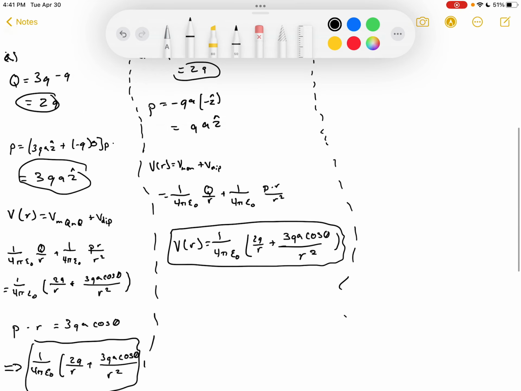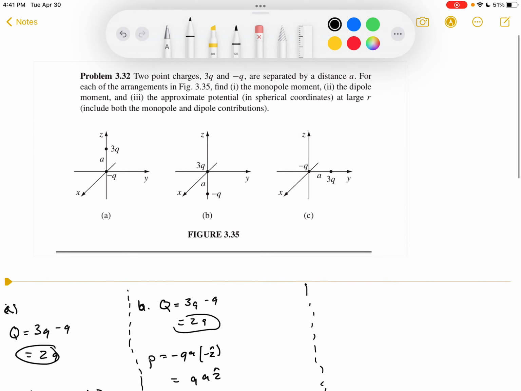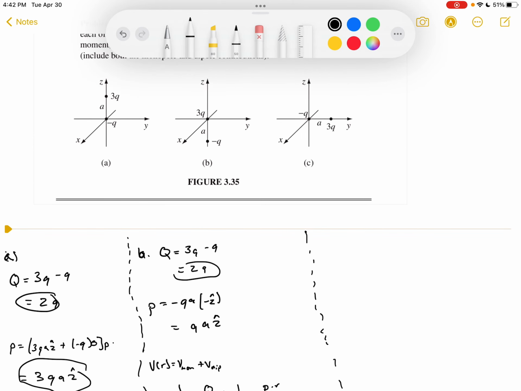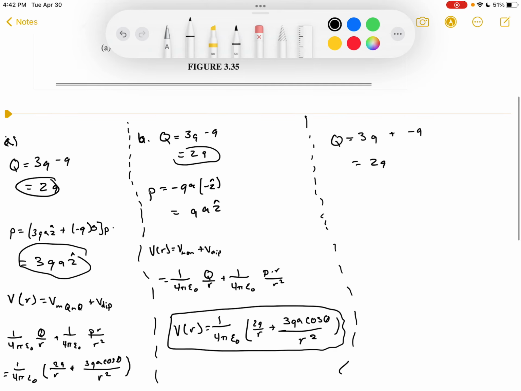For that one. And then last, repeat the same steps for part C. So again, our monopole moment will just be the addition of those two because they are on the same axis, which equals 2q. Our dipole moment will be simply 3qa y hat.